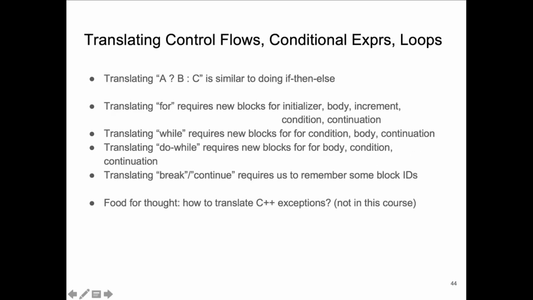For an additional topic, you may think about how to translate C++ exceptions, which is actually not in the scope of this course. But exceptions introduce very complex control flows, so you may need to take care of those control flows in the IR generation very specially. So you may think about how to translate C++ exceptions, and if you're curious, you can see how mainstream compilers such as GCC and Clang would translate this.